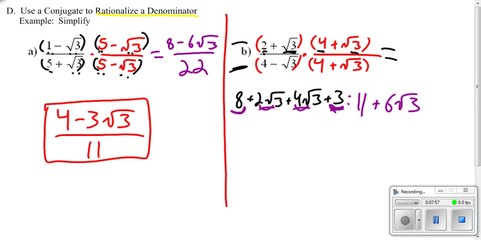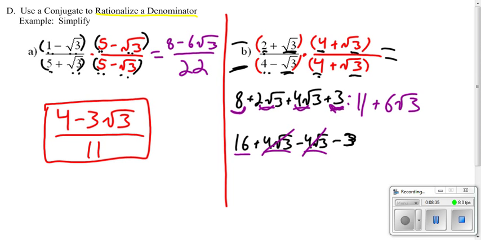Looking at our denominator, 4 times 4 is 16. 4 times square root of 3 is 4 square roots of 3. Negative square root of 3 times 4 is, again, minus 4 square roots of 3. And negative square root of 3 times square root of 3 is negative 3. Again, combining like terms, we notice that we have a square root of 3 term in each of these, and they're plus 4 and minus 4. Those subtract out. So look at that. We got rid of our radicals, which is exactly what we were looking to do. Then we're left with 16 minus 3, which becomes 13.